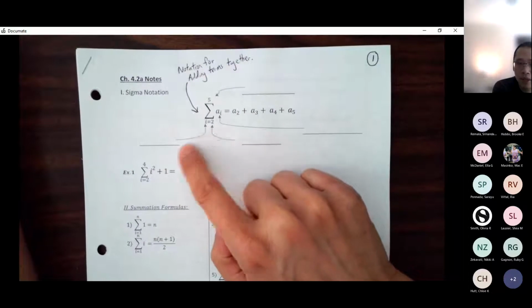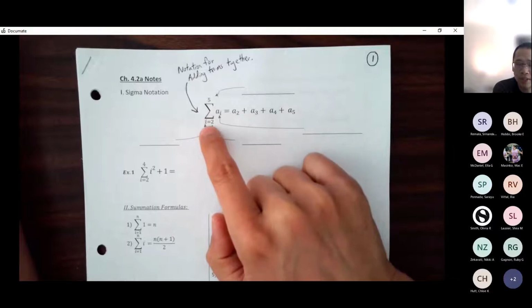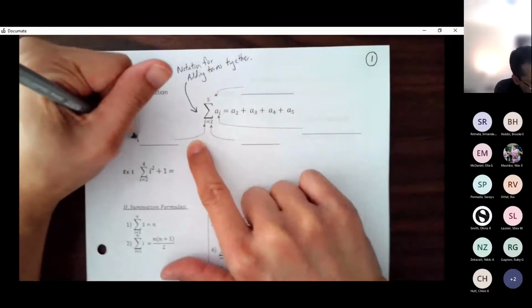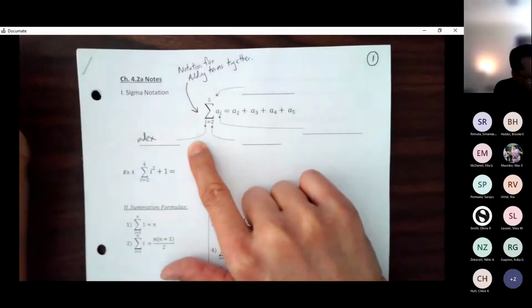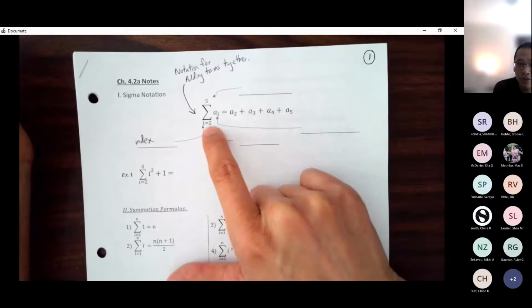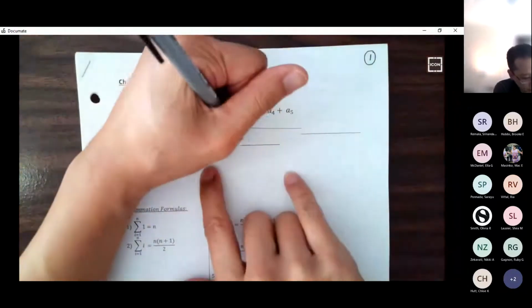Let me review each of the parts that we see in front of us. That i is our index variable. The 2 represents the lower bound. This is the first value that we want to enter into the expression.